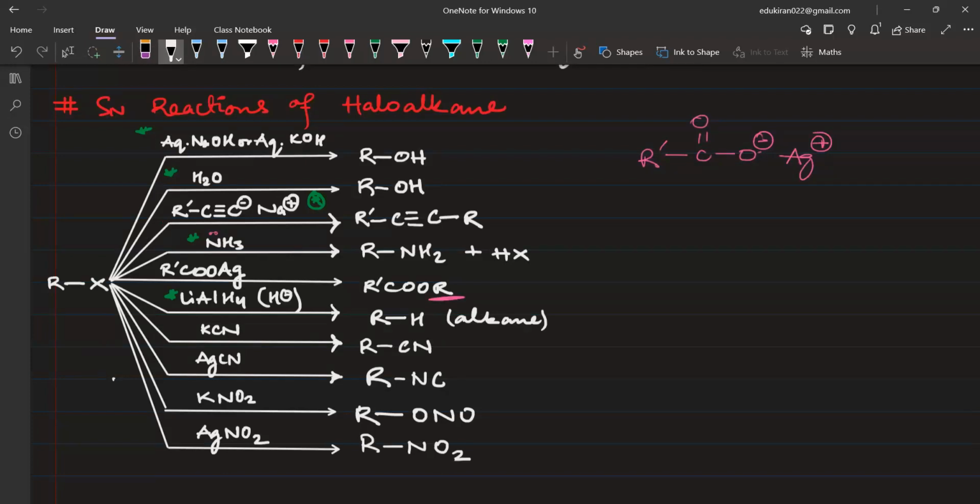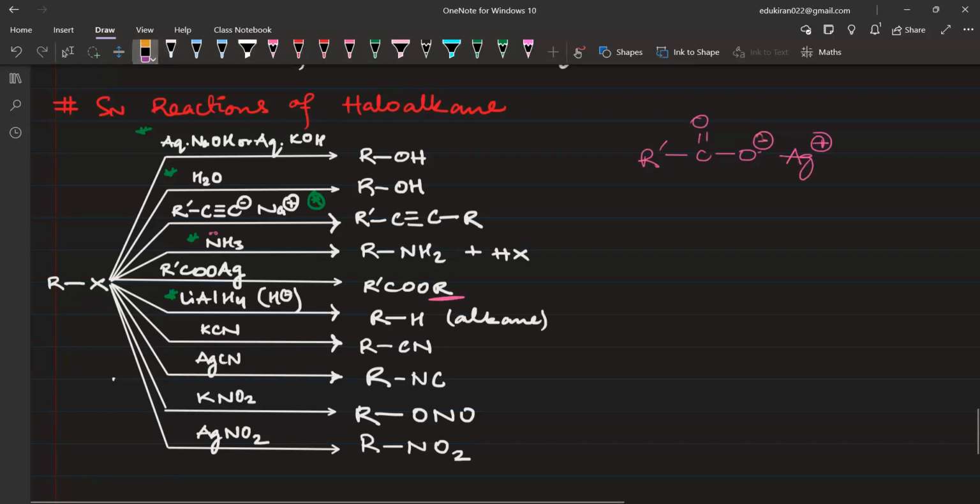Then in KCN, CN negative is acting as a nucleophile, and that is why CN replaces the X. Now in AgCN, the attack happens via nitrogen. That is why we get RNC. In NaNO2, the attack happens via oxygen. That is why we get ONO. In AgNO2, the attack happens via the nitrogen atom. That is why we are going to have RNO2.